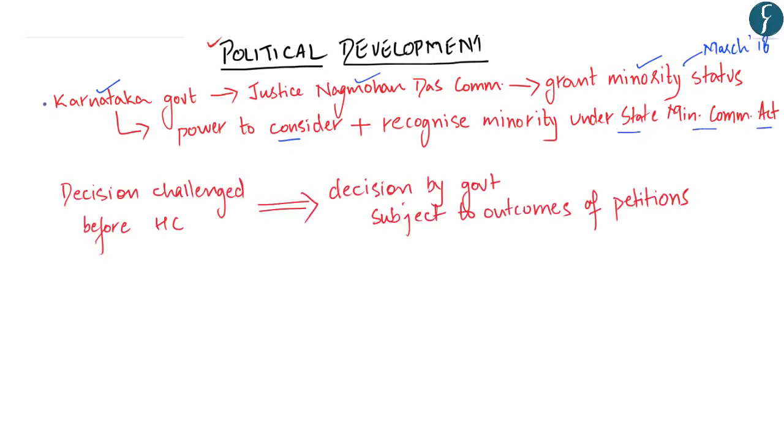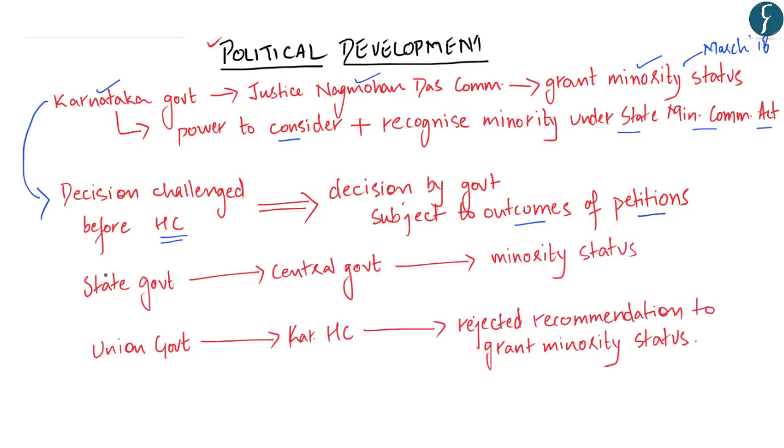But after this decision of the Karnataka High Court, various petitions were filed before the High Court of Karnataka challenging this decision of the government. Subsequently, the High Court also said that the process initiated by the state would be subject to the outcomes of the petition filed. That is, the state cannot go ahead with its decision till the time these pending petitions are disposed of. Following this decision of the High Court, the state government of Karnataka in March wrote to the union government asking them to grant the minority status to the Lingayats.